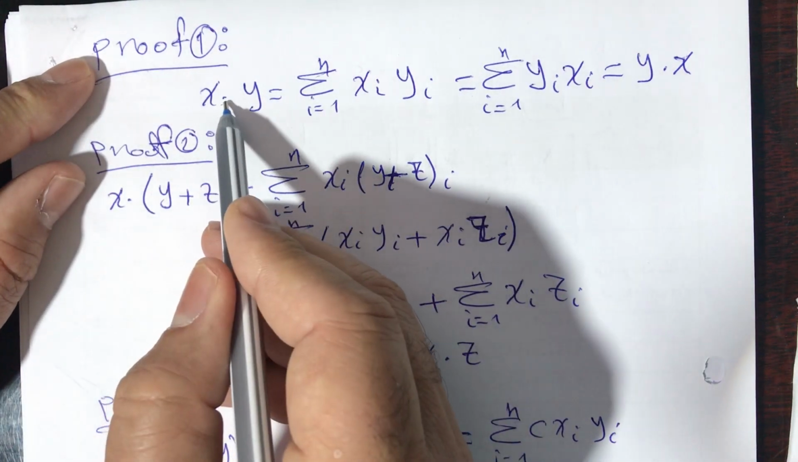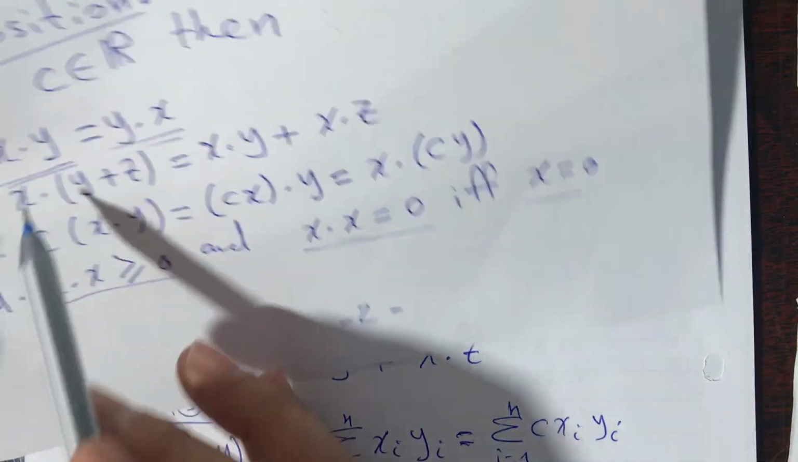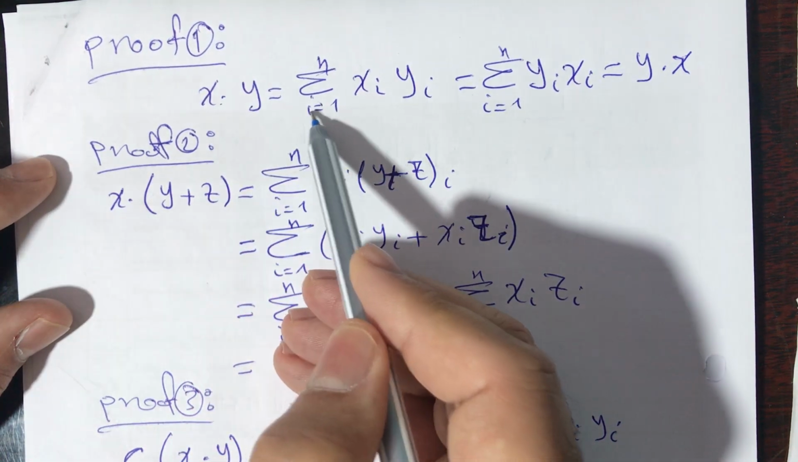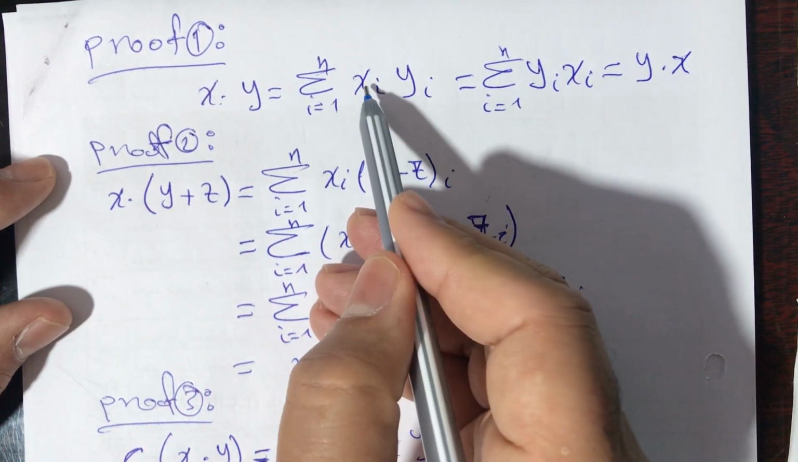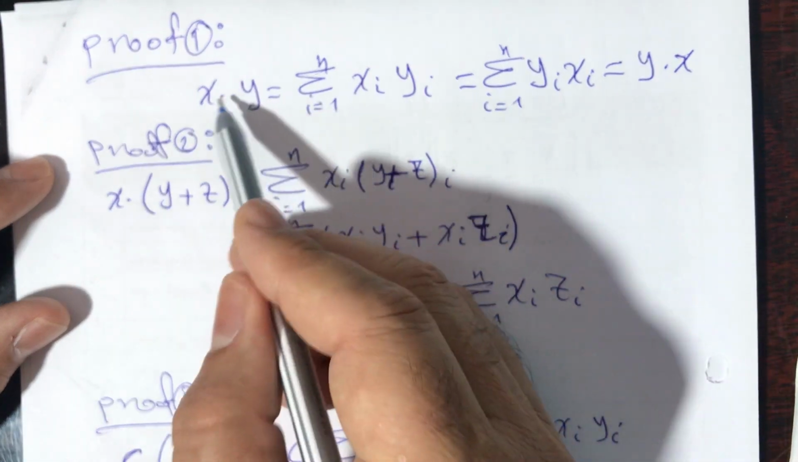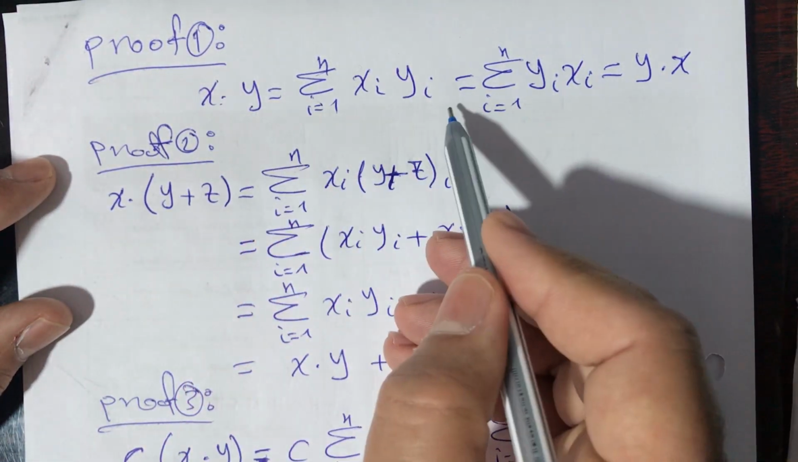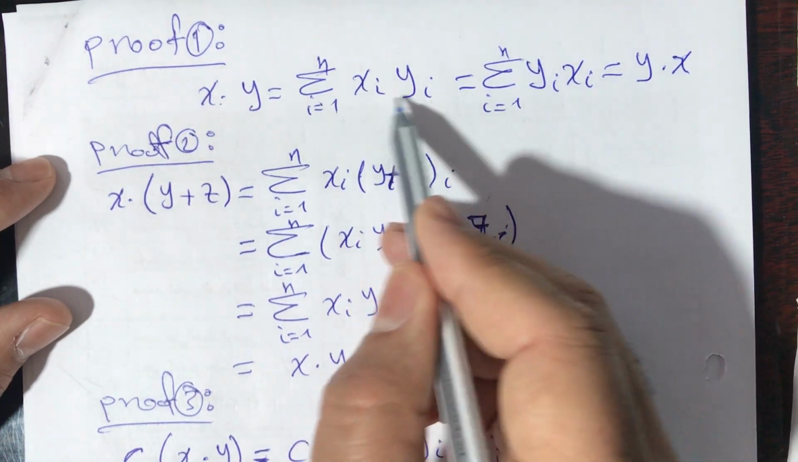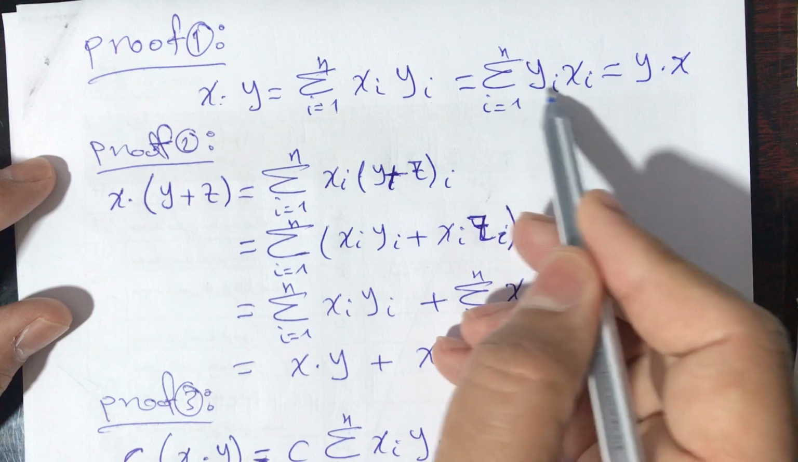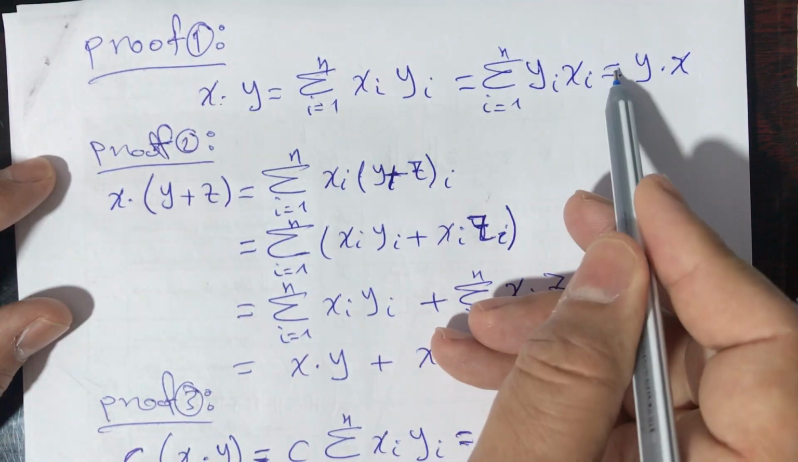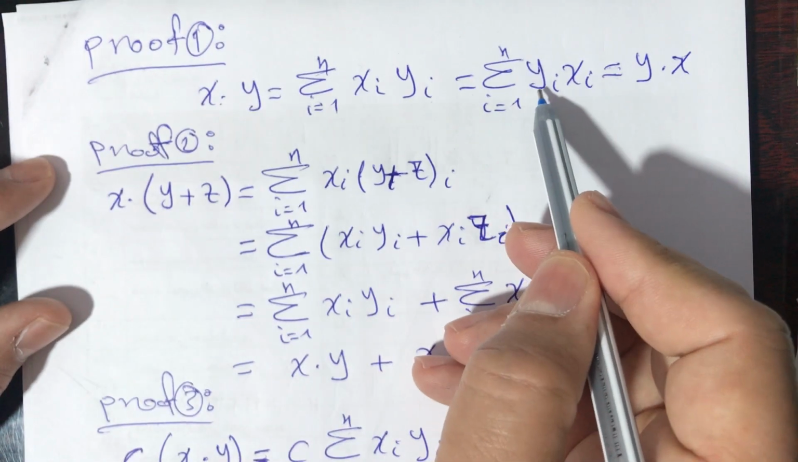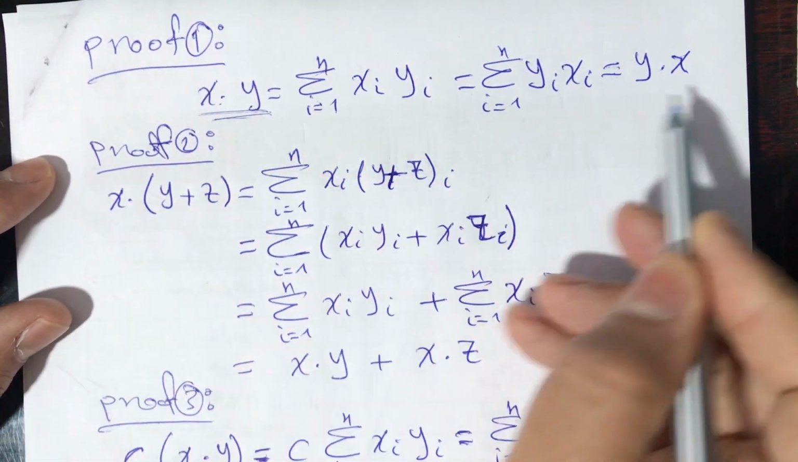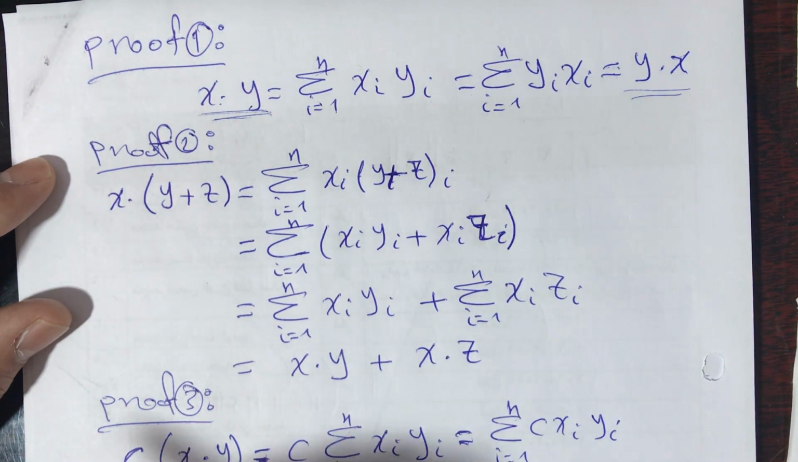Proof of 1: x dot y equals y dot x. This is easy. x dot y equals the summation over i from 1 to n of x_i y_i, by the definition of the dot product. We can commute x_i y_i, since this is in R and multiplication commutes. This will be exactly the dot product y dot x. So we get x dot y equals y dot x.